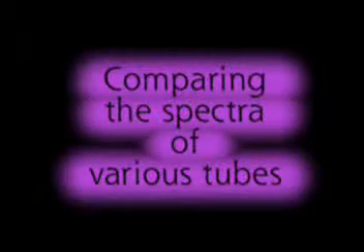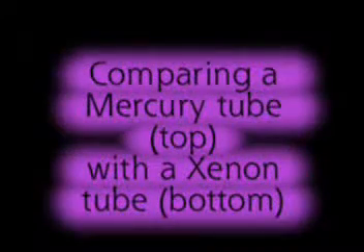Comparing the spectra of various tubes. Comparing a mercury tube with a xenon tube. The following tube comparisons provide evidence that although two excited gases may appear to be the same to the unaided eye, when viewed through a grating or spectrometer, they may be distinguished and even identified by their spectra.